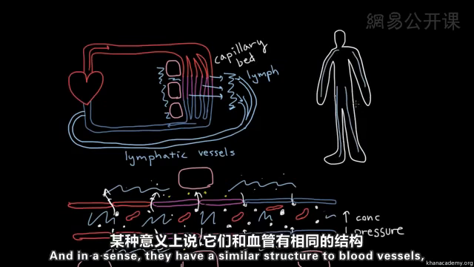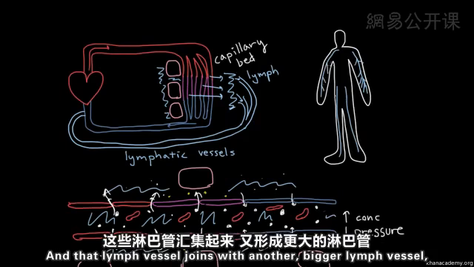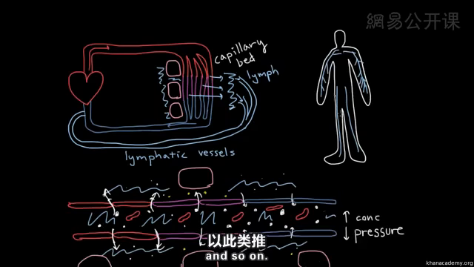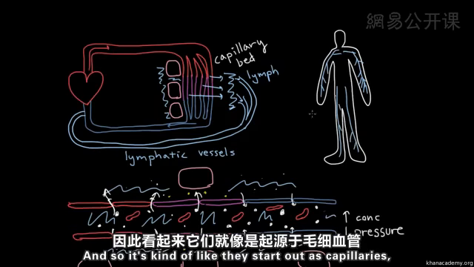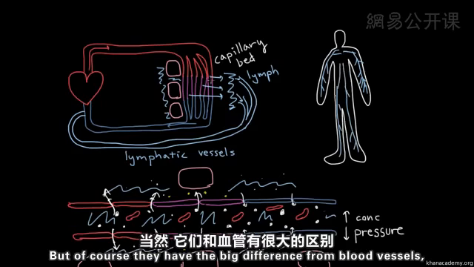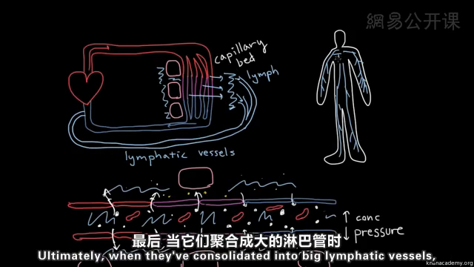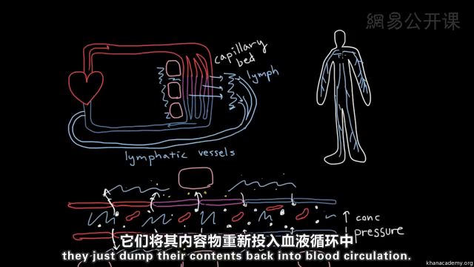And in a sense they have a similar structure to blood vessels, which is that they start very small, and many of them come together and join up into a bigger lymph vessel, and that lymph vessel joins with another bigger lymph vessel, and so on. And so it's kind of like they start out as capillaries, and then they merge together and get bigger and bigger. But of course they have the big difference from blood vessels, which is that they're not a closed loop. Ultimately, when they've consolidated into big lymphatic vessels, they just dump their content back into blood circulation.